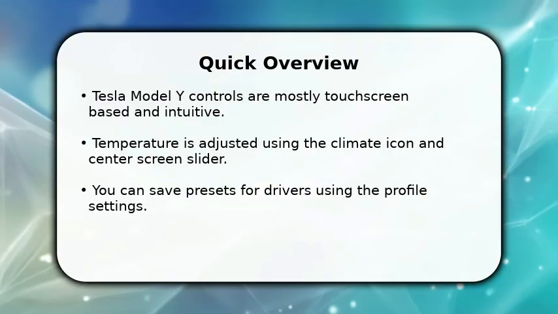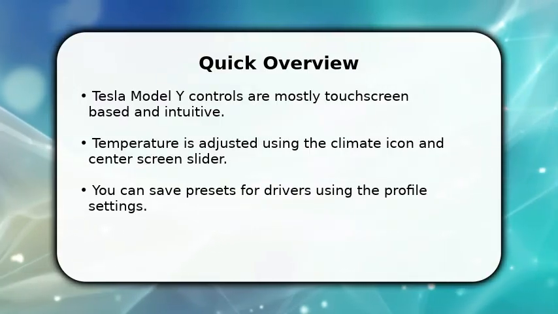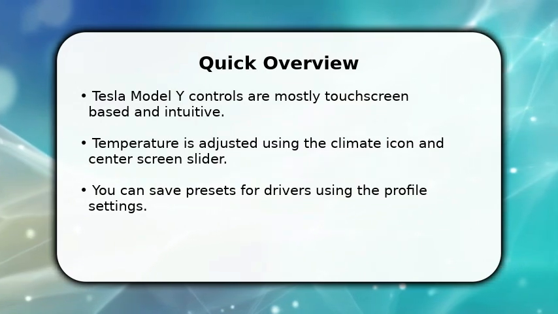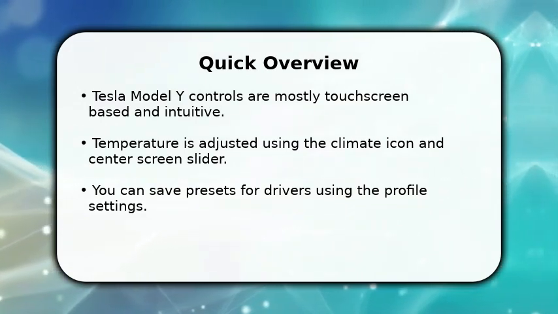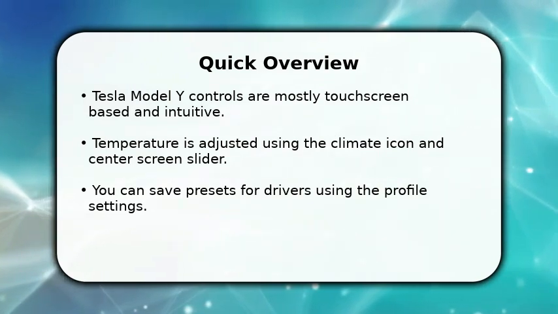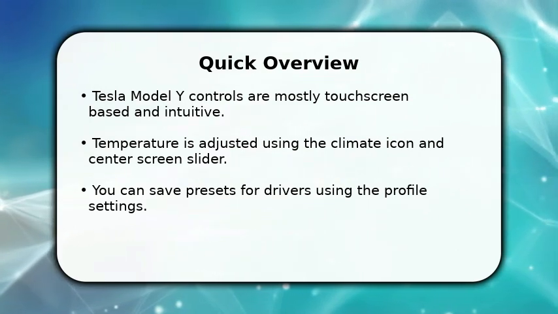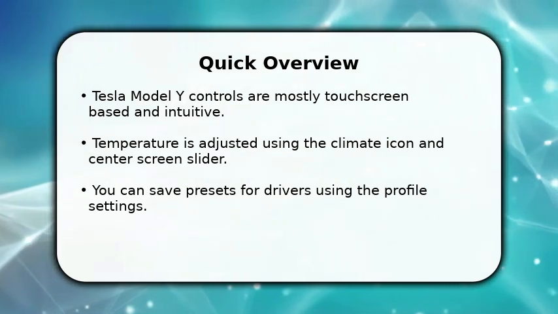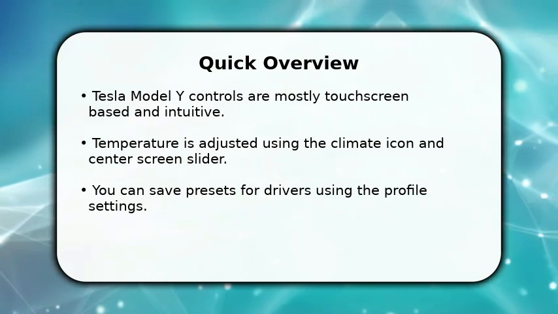Enjoy the video. In this video, I will show how to adjust temperature in Tesla Model Y. Open the climate icon on the center screen, tap the temperature numbers, then drag the slider to set your desired temperature. Use the fan controls below to increase airflow and toggle seat or steering heat if needed.